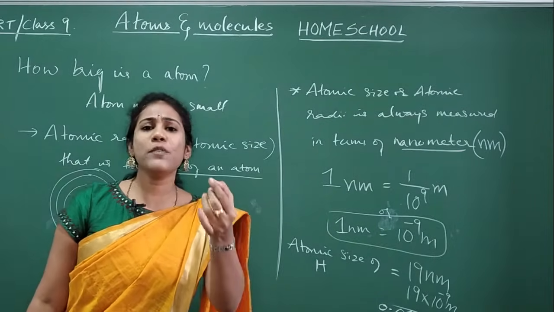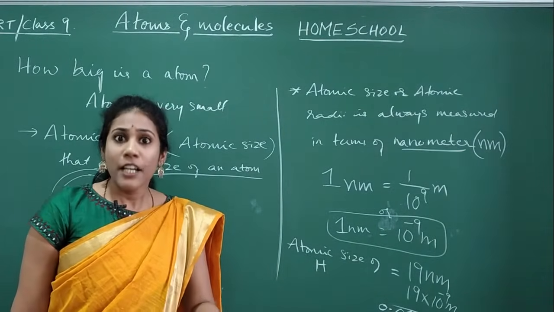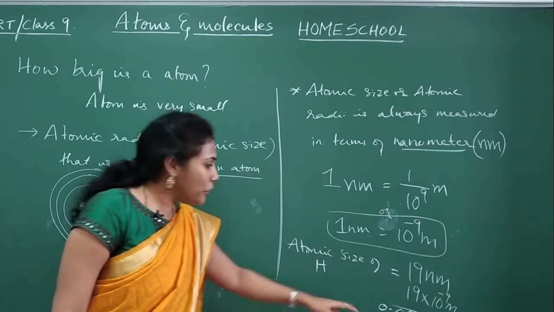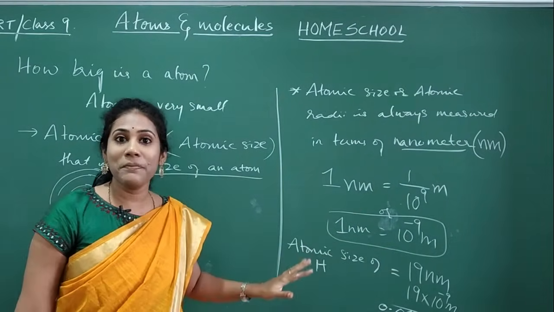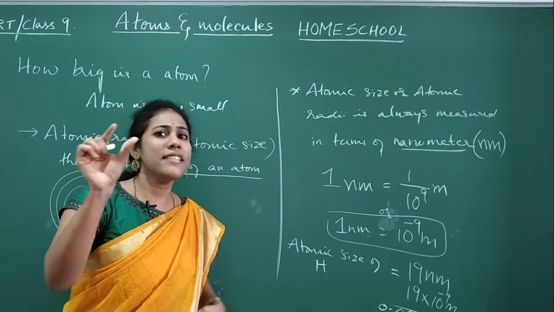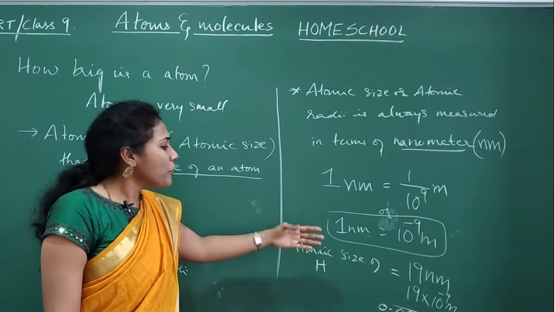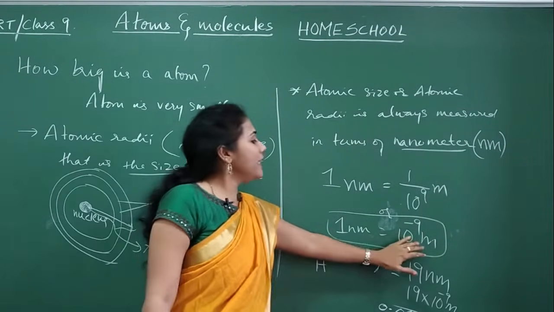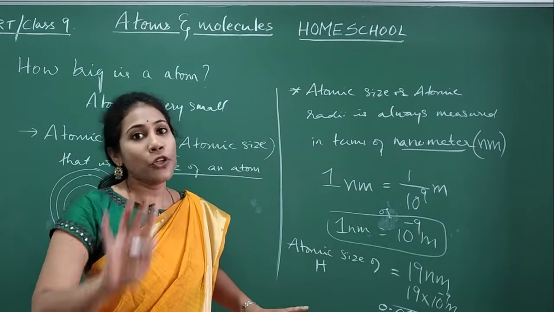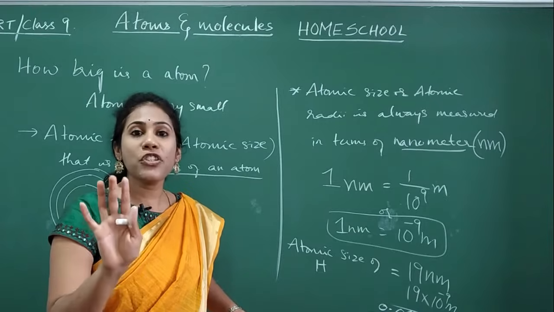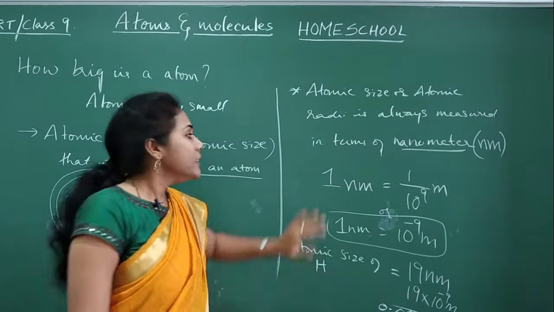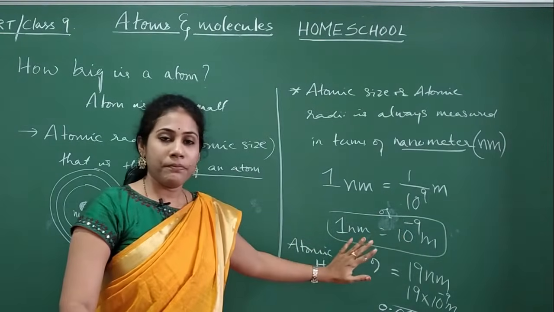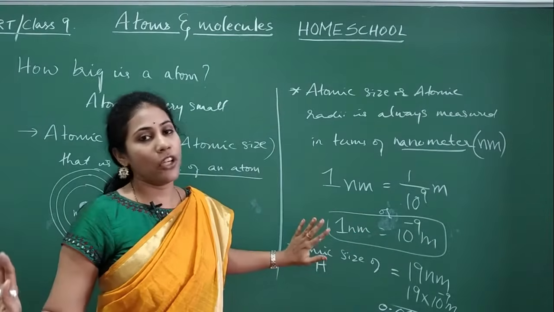Usually, I told you, an atom is very small. How small is it? You can imagine how small the number is: 0.000, with 9 zeros. Imagine how minute the atom is. It is so small that to measure its size we use such small numbers. So atomic size is always measured in nanometers. Just try to understand that 1 nanometer is equal to this many meters. That much is enough for your level to understand.